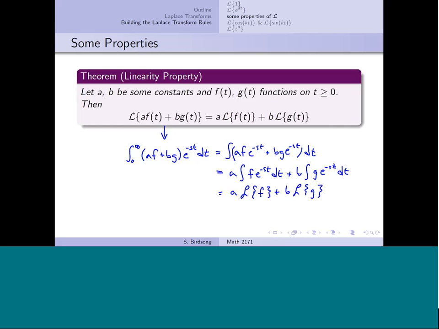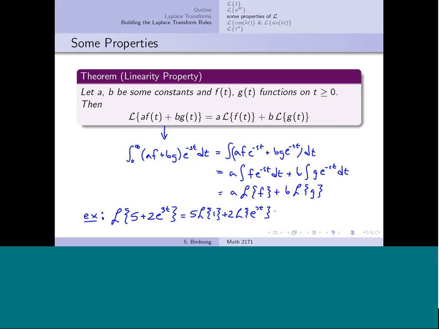Now, how would this actually work? So, example. Suppose you have something like this. Suppose you have 5 plus 2e to the 3t. I'm going to claim, and see if you guys believe this, that this is exactly the same as 5 times the Laplace transform of 1 plus 2 times the Laplace transform of e to the 3t.